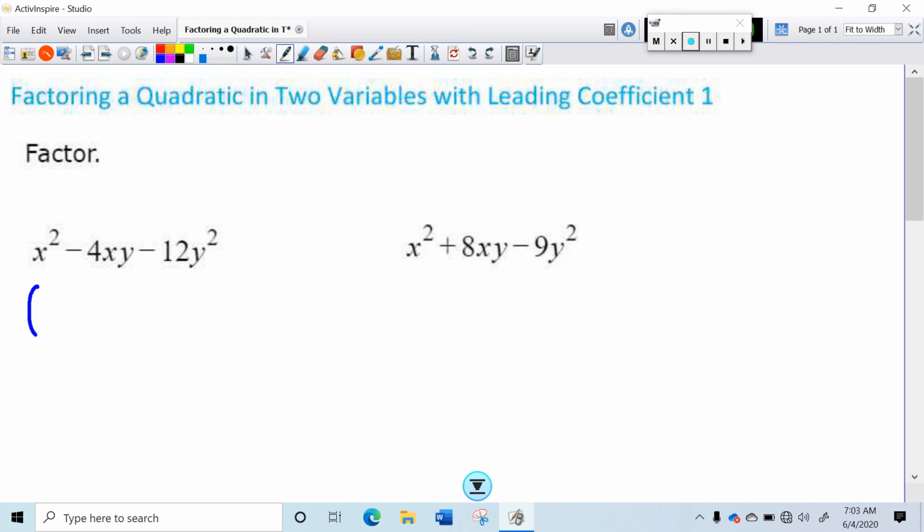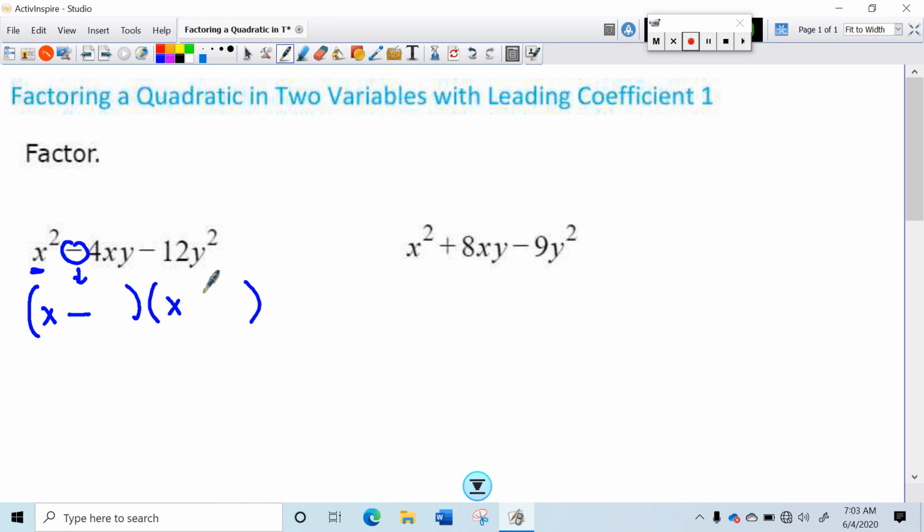So when there's no number in front of x squared, I make 2 sets of parentheses, and then I just start splitting everything up. So I have 2 x's. I want to split those up evenly, so 1 in each one. I always bring the first sign down, so that's a minus.